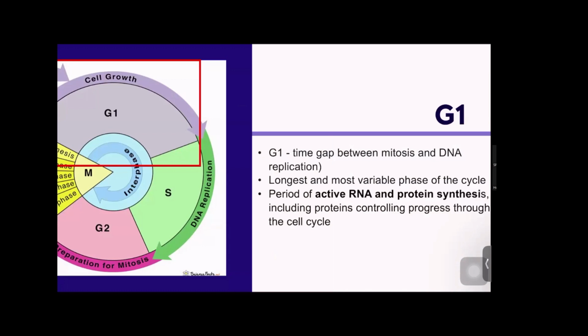in G1. So during G1 phase, also called the first gap phase, the cell grows physically larger, copies its organelles, and makes the molecular building blocks it needs during the later steps. So it is the longest, class, and most variable phase of the cycle. So it is the period of active RNA and protein synthesis, including proteins controlling progress through the cell cycle.